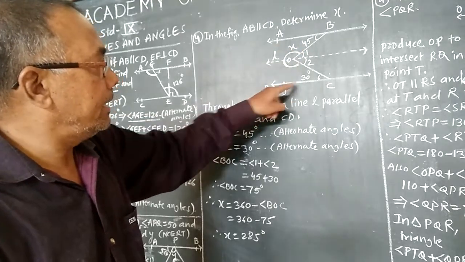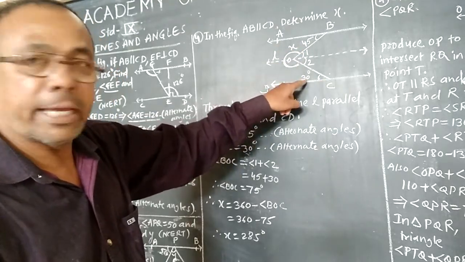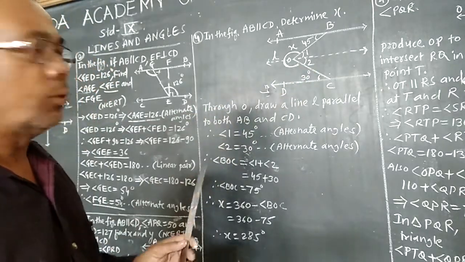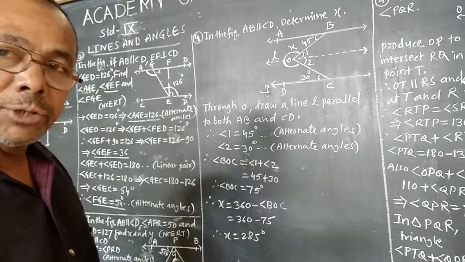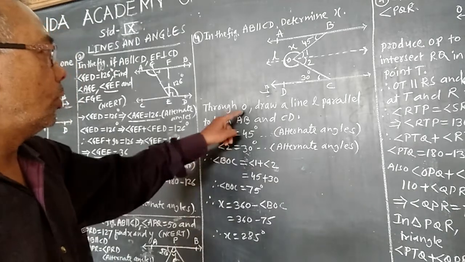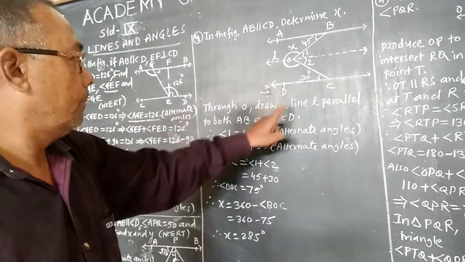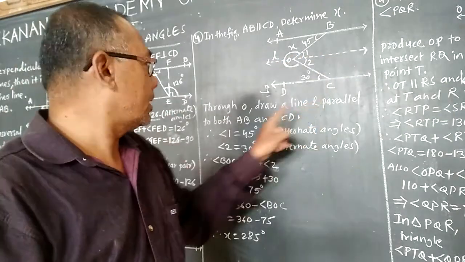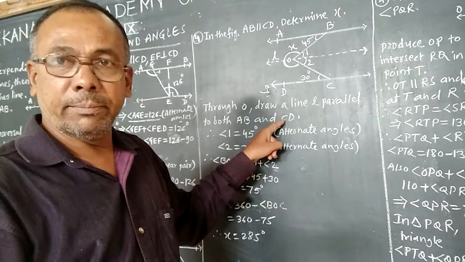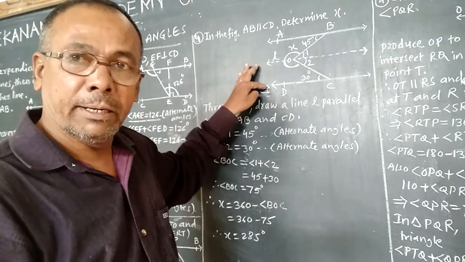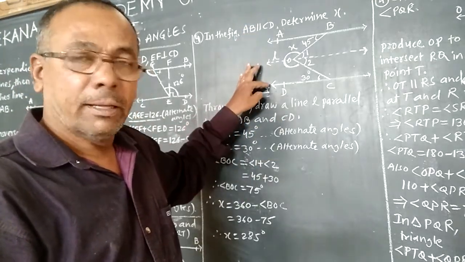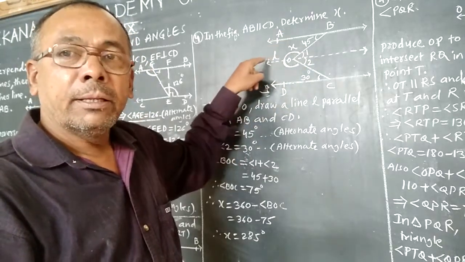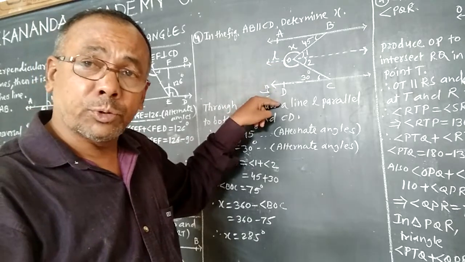Then here DCO means this angle is 30, it is given. Now here we have to make constructions, means through O draw a line here, this line L, which is parallel to both AB and CD, because these two lines are parallel. If these two lines are parallel, and if we draw one line parallel to AB, then it must be parallel to also CD.